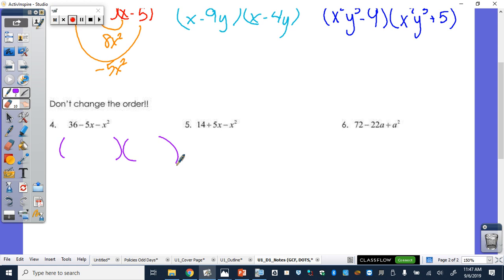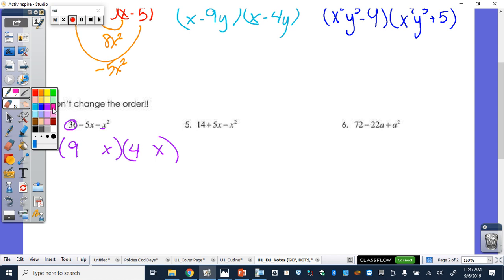It does get a little confusing because things are backwards from the way we're used to it, but I start with my x squared still, and I break that apart like we normally would. That's still x and x. I just put it second this time. I'm then still going to go to my number next. I got to figure out what multiplies for 36, but would give me a 5 in the middle. 9 and 4.